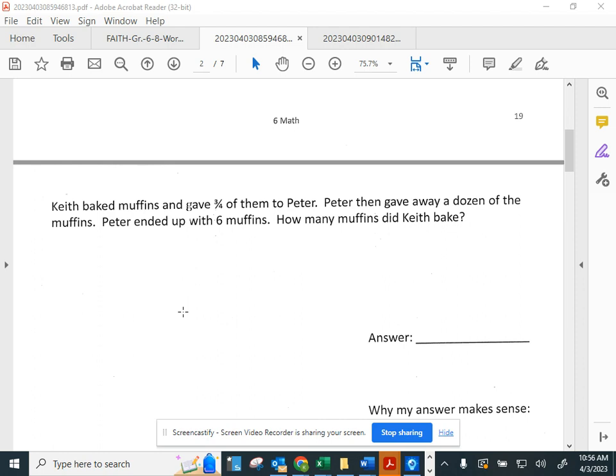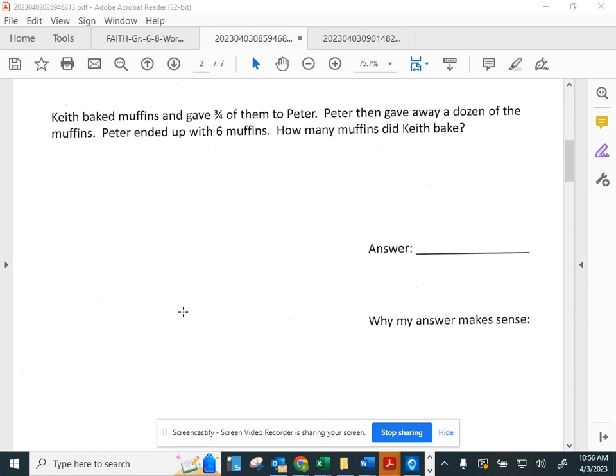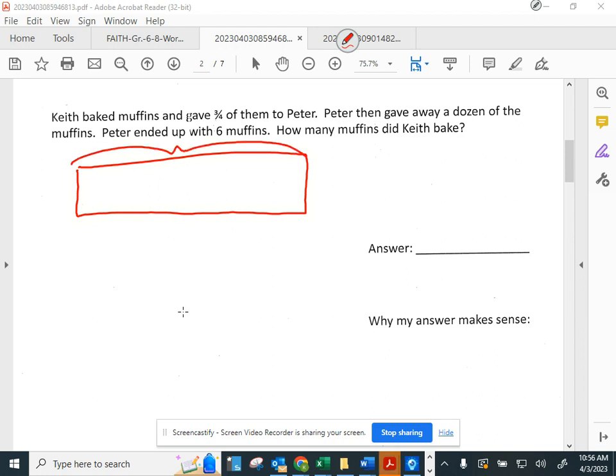Okay. Our next page, Keith baked muffins and gave 3/4 of them to Peter. Peter then gave away a dozen of the muffins, and Peter ended up with 6 muffins left. How many muffins did Keith bake? I'm always big on my bar models when I get these word problems. So these are all the muffins that Keith baked, but we don't know how many that is. That's what we want to find out.